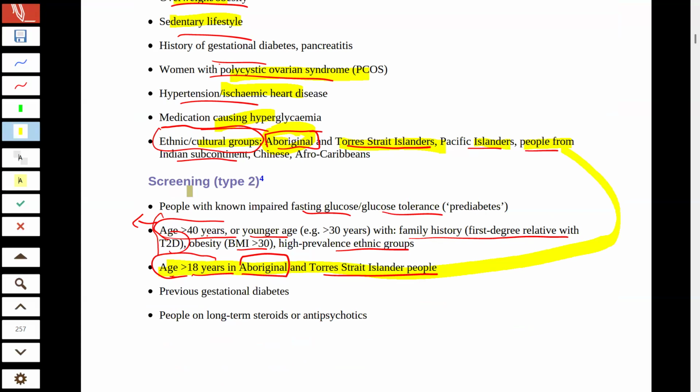So, doctors, screening is an important part for the Aboriginal population. This screening pattern is different as compared to the other Australian population. Aboriginal, Torres Strait Islander, Pacific Islander, these are in one group, and in this population we will start screening at the age of greater than 18 years. But in the case of other population groups, we will start screening at the age of 40 or younger, and even if family history is positive for type 2 diabetes, we will start accordingly.